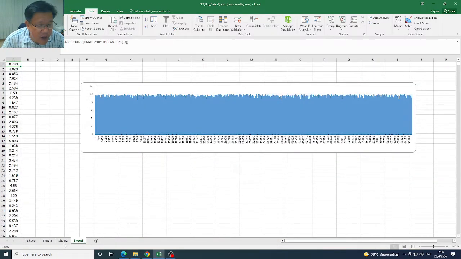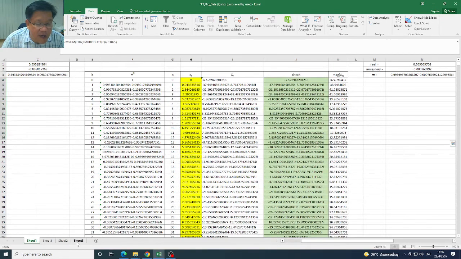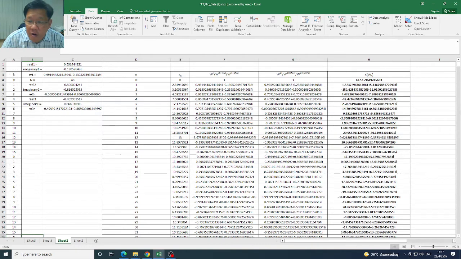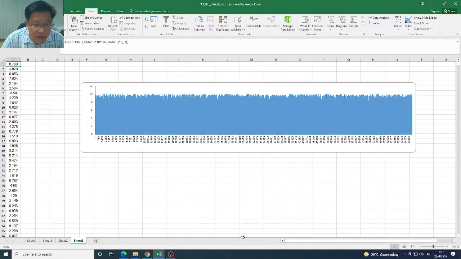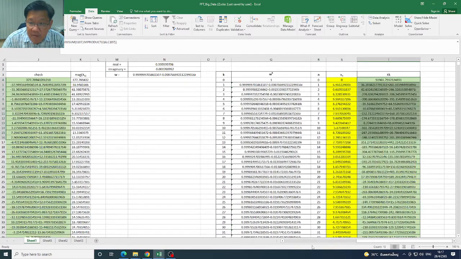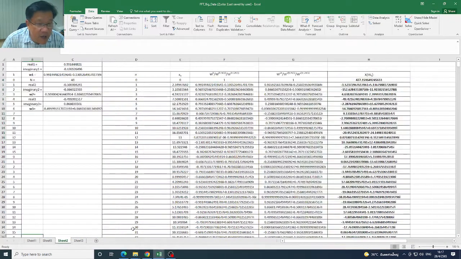We explain the result in sheet 2. Okay, sorry, I made a big mistake. The result is already available in this sheet 1, and then in sheet 2 here we're going to extend it.